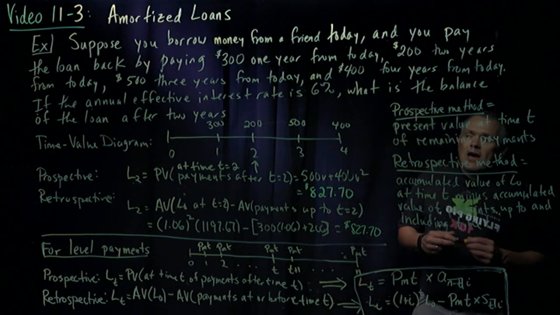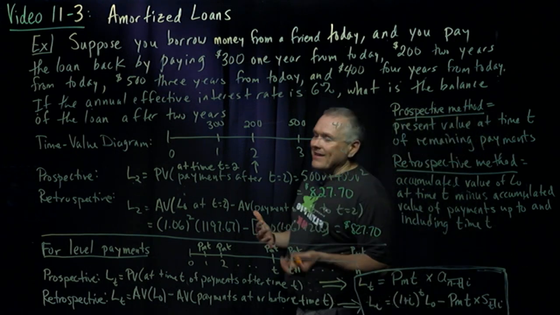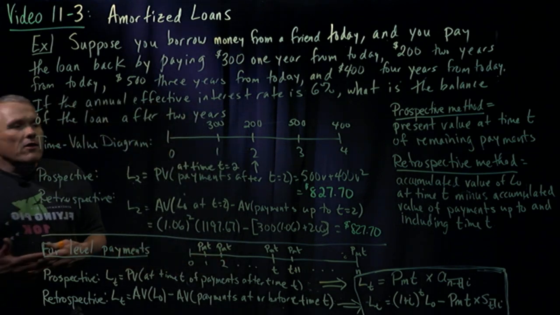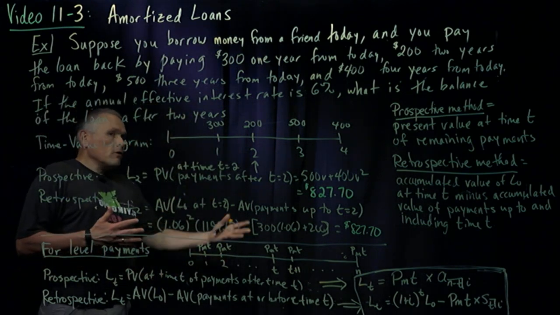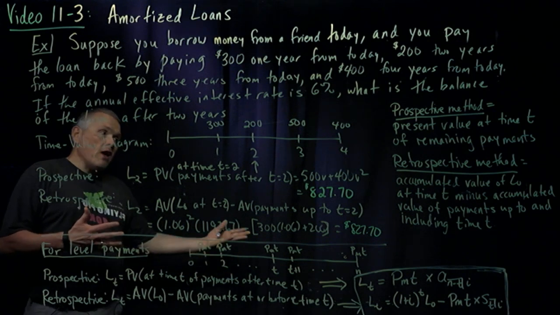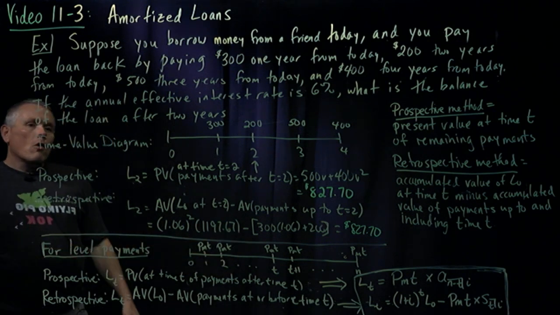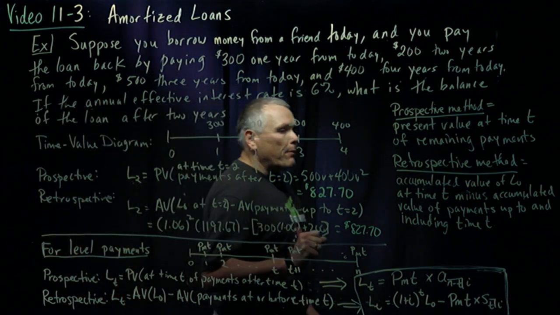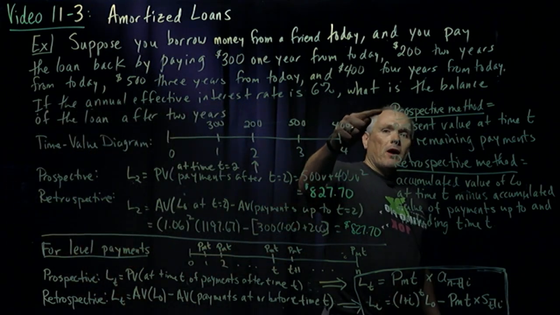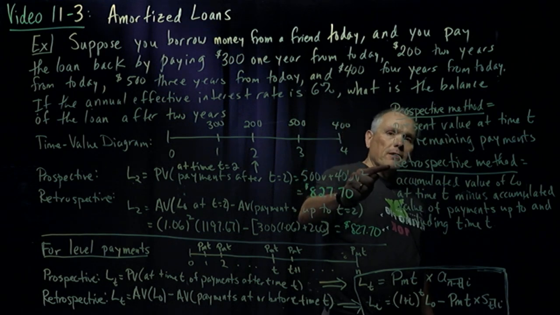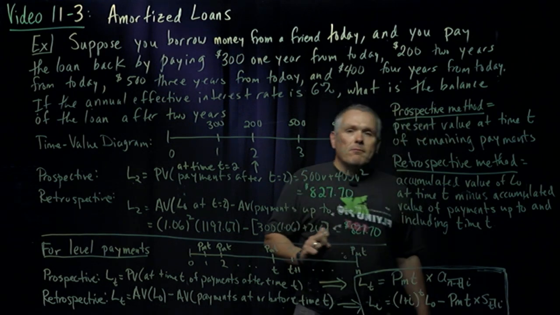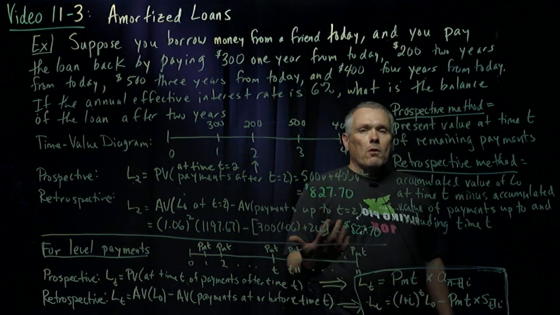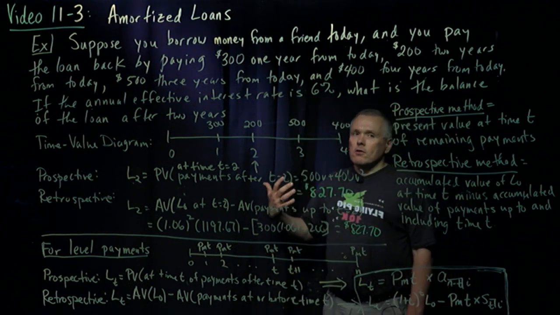So there's a couple of ways that we can look at this particular idea of what's remaining on the loan, based on what's still to come, what payments are still coming in versus what has already happened. Those two different methods of looking at the balance are referred to as the prospective method and the retrospective method. The prospective method is what it sounds like. It's looking forward. What payments are still to come?